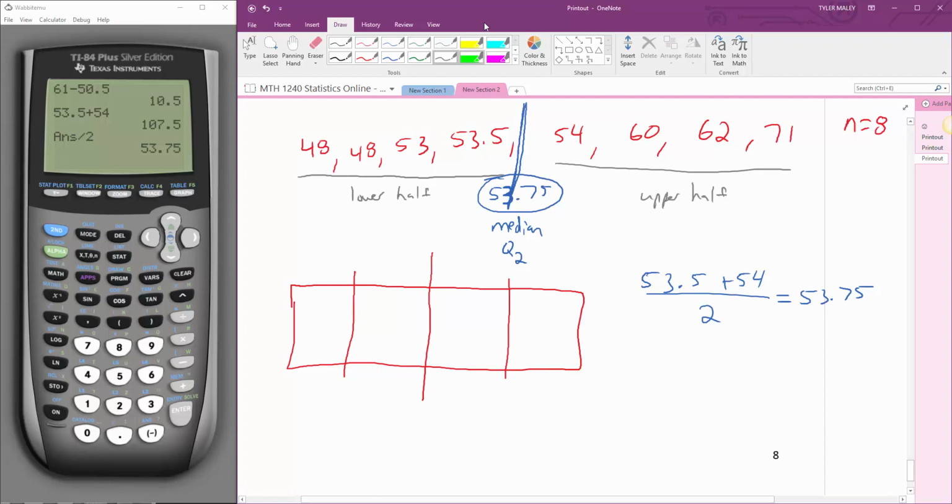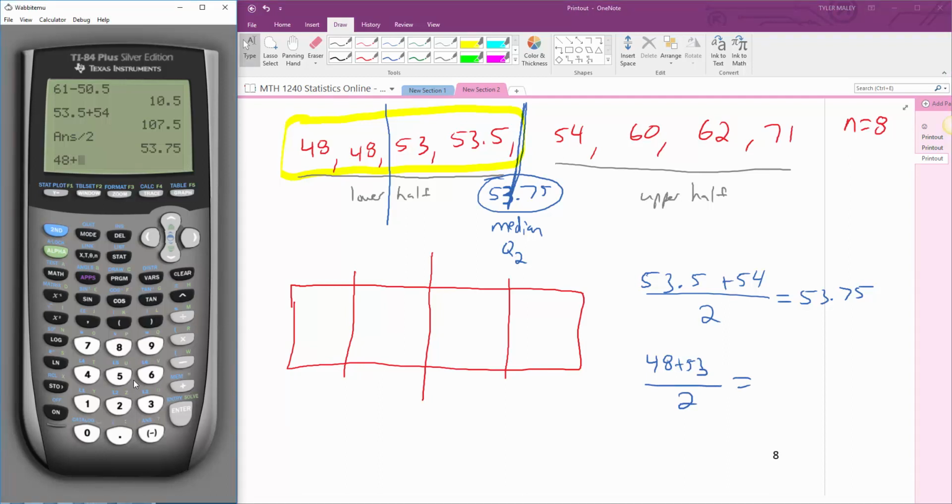So now I want to split each of these directly in half, right? So to split the lower half, basically what you're doing is you're only worried about these data points in yellow, right? So we're ignoring everything else. I want to find the median of this data. So the median would be right in the middle, right? So again, I don't have a number directly in the middle, so I need to average these. So if I take 48 plus 53 divided by 2, I'll find that, right? So 48 plus 53 divided by 2, we get 50.5.